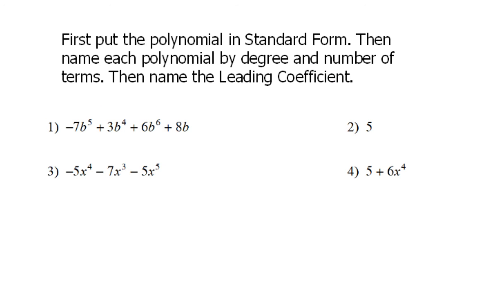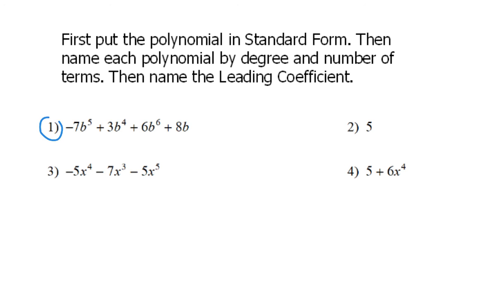All right, next set of problems would say put the polynomial in standard form, name it by its degree and number of terms, and then name the leading coefficient. So that just means rewrite it in standard form. And again, standard form means going from highest degree to lowest degree.